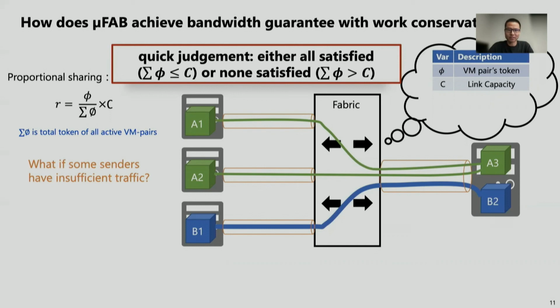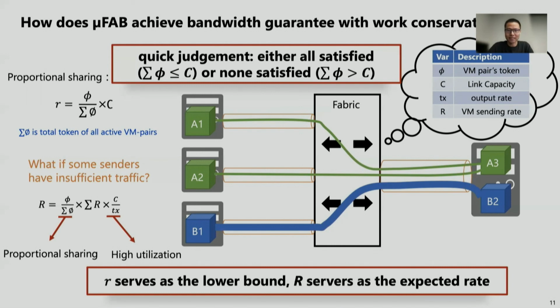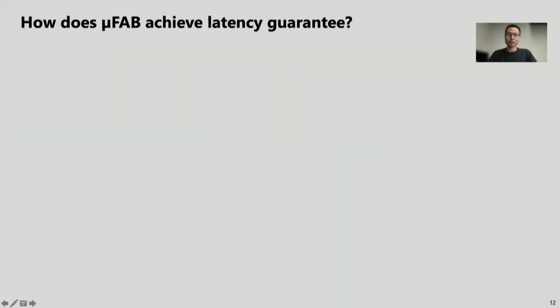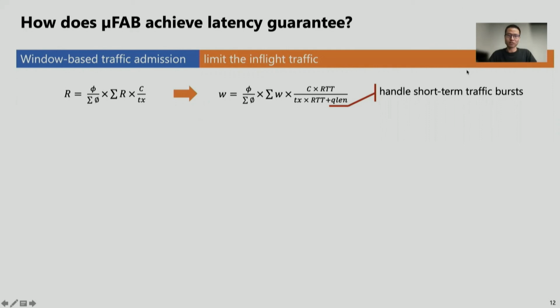But what if some senders do not have sufficient traffic demand? To solve this problem, we also record the switch's output rate and the VM pairs' sending rates. If some senders have insufficient traffic, the total TX rate will be less than the link capacity, which leads to an increase of the expected sending rate. We use uppercase R as the expected rate and lowercase r as the lower bound, and allow the expected rate to go beyond the lower bound. Further, we use window-based traffic admission to limit the in-flight traffic. By taking the queue length in the switch port into consideration, we can handle short-term traffic bursts efficiently.